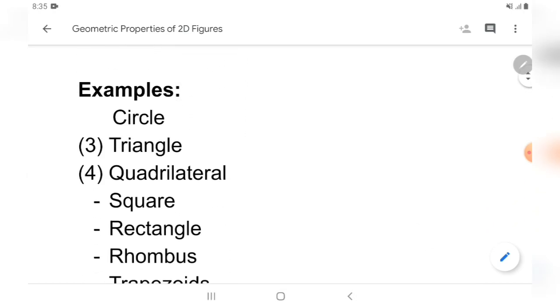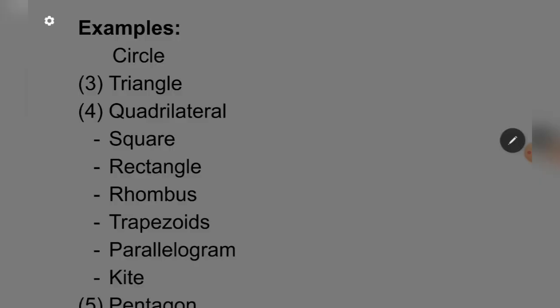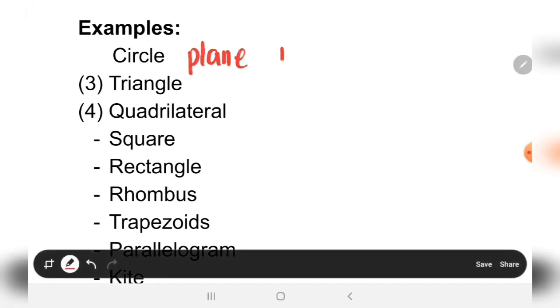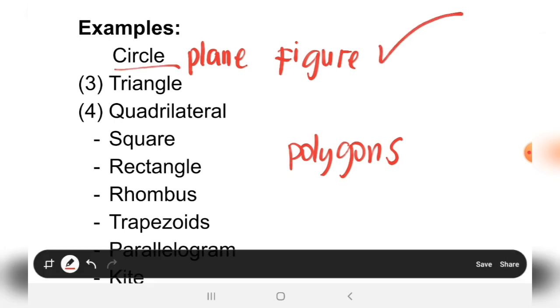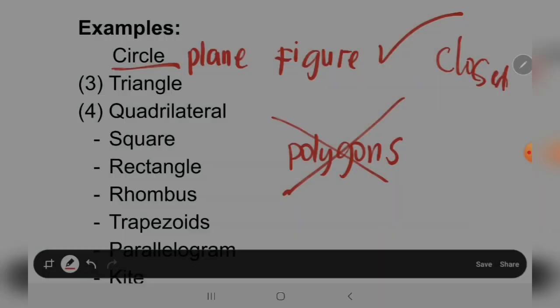In here, the first example is circle. A circle is a plane figure. A circle is an example of a plane figure, but not a polygon. Okay? A circle is a plane figure because a circle is a closed figure. But a circle is not a polygon.